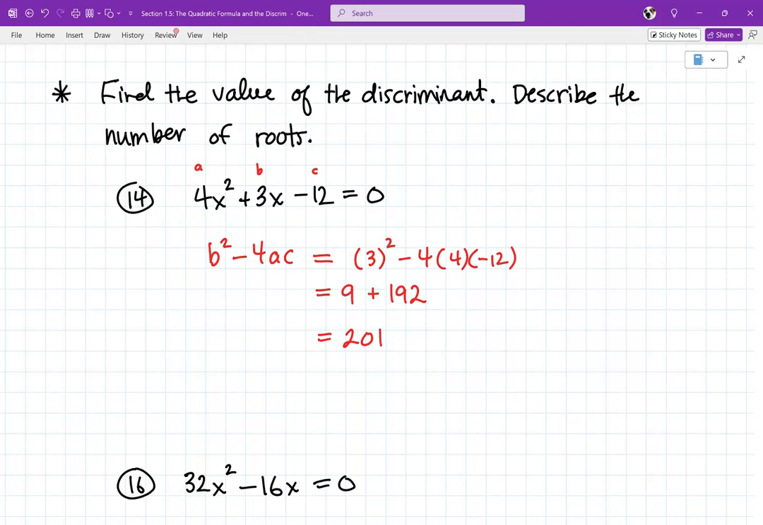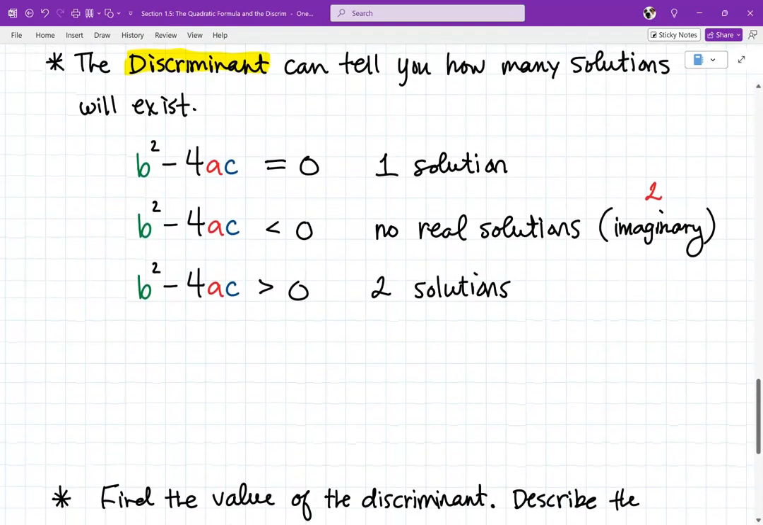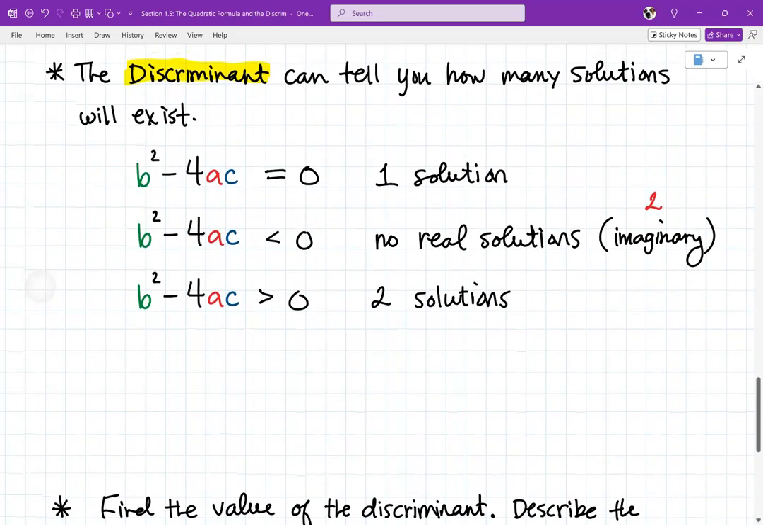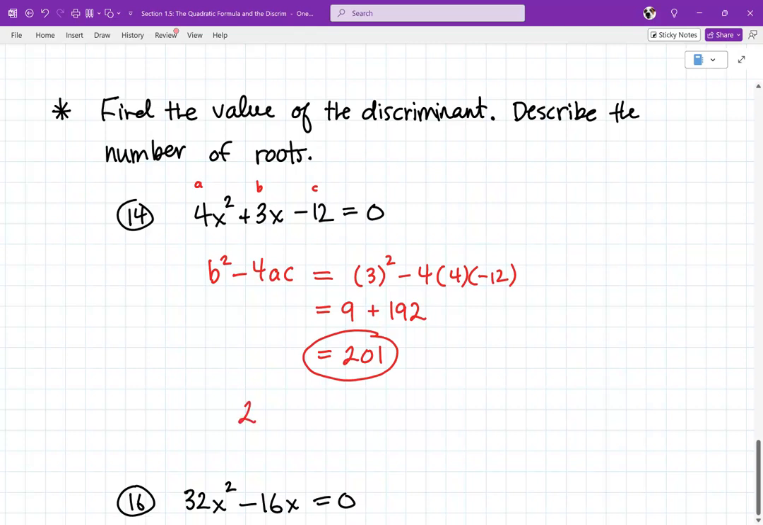So when they say, what's the value of the discriminant? Here's the value of the discriminant. What does that mean? How many answers if it's a 201? Is that greater than 0, less than 0, or equal to 0? It's greater. What does it mean when it's greater? So look back at the notes you wrote. If it's greater than 0, 2 solutions. So I'm going to write 2 solutions. And that's it. I'm done. I don't have to figure out what the solutions are. I just need to know how many. Pretty easy.